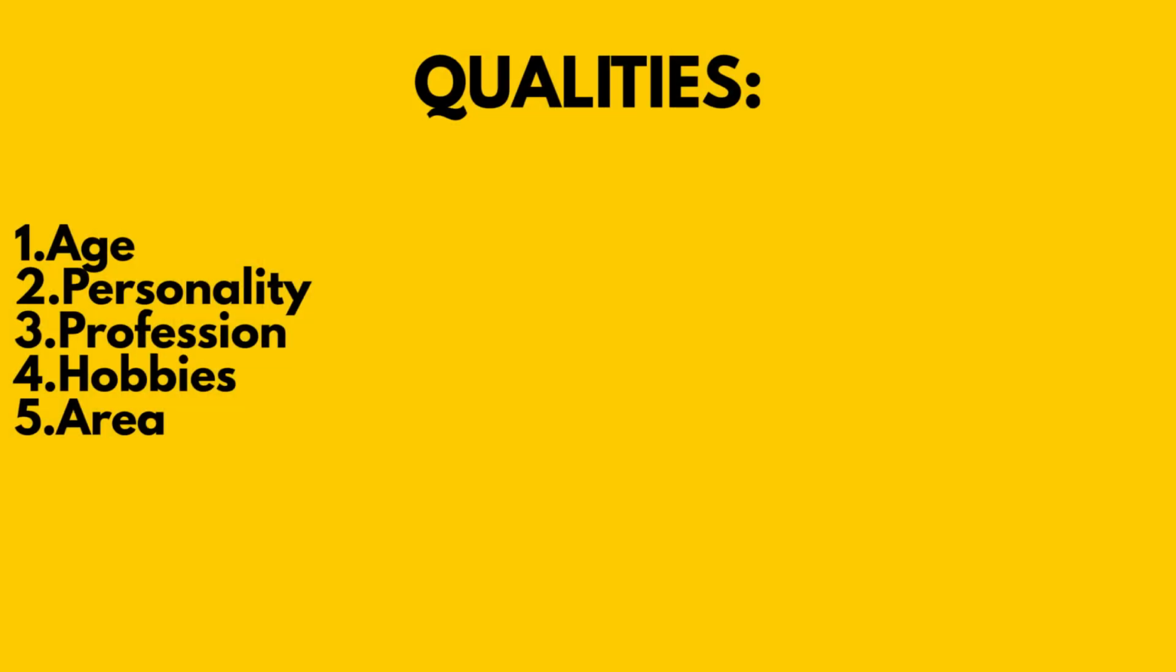Now, you're telling the girl why you and her are not potential suitors for each other, or why you and her might not be compatible. Now, what are those reasons, or what are those qualities that you want to portray to the girl that maybe you and her may not get along with each other? The specific qualities that you want to disqualify the girl on are as follows. It's her age, her personality, her profession, her hobbies, and the area where she's from.